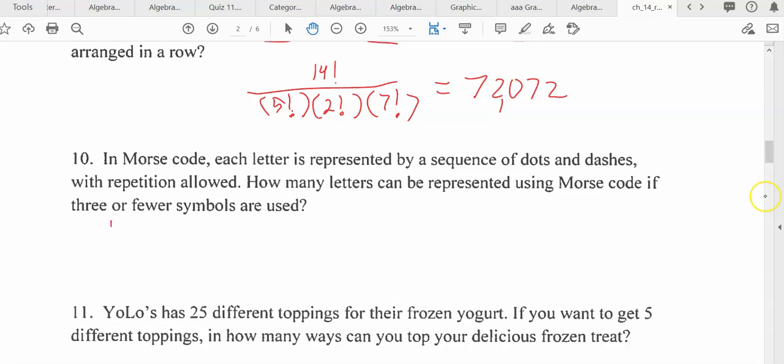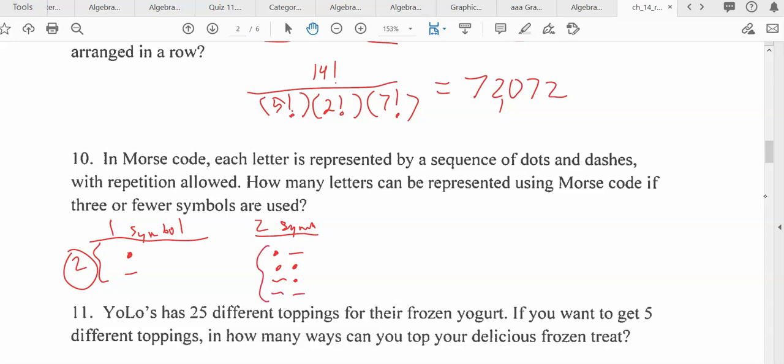So let's go with 1 symbol. How many different letters? I don't care what the letters are. I don't need to look at that chart. There are 2 options. There's a dot or there's a dash. So there are 2 options for that so far, right? Then 2 character letters, or 2 symbol letters, like the A was a 2 symbol letter. So dot dash, dot dot, dash dot, dash dash. There are 4 possible combinations there.